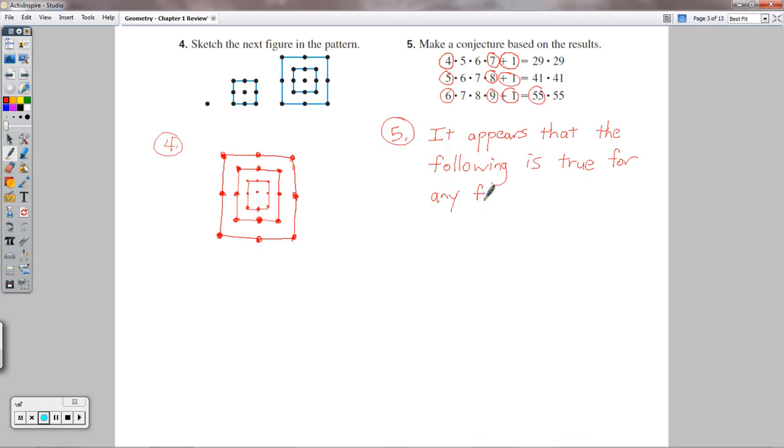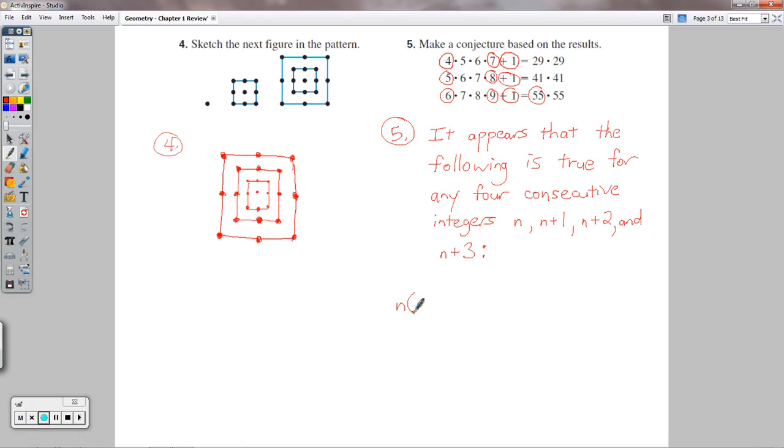For any 4 consecutive integers, you could start off with n, n plus 1 would be the next one. You're just adding 1 to that previous number, n plus 2, and n plus 3. So those would be 4 consecutive integers. Put a little colon here. It seems like this is the case.